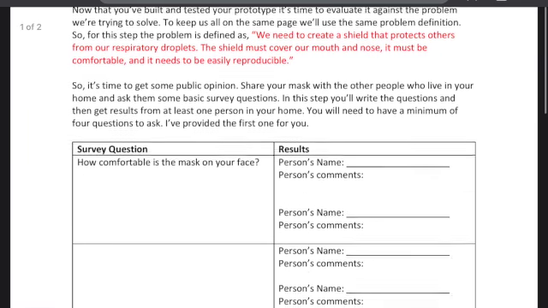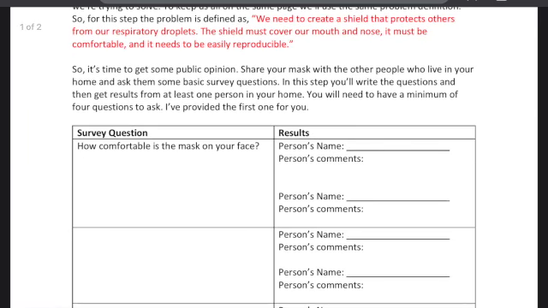So this is where you guys are going to start evaluating with some people in your house. Share your mask with other people. They don't have to put it on if they don't want to. That's great. But you're going to ask them some questions.